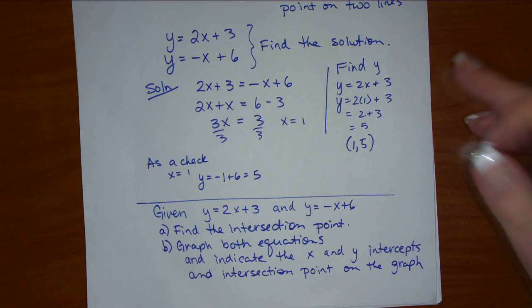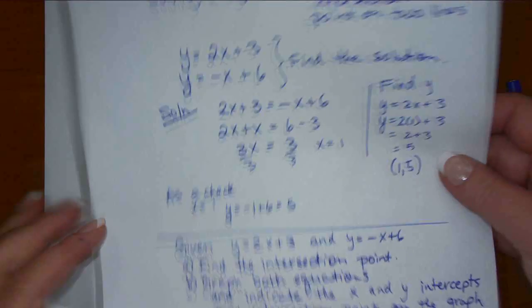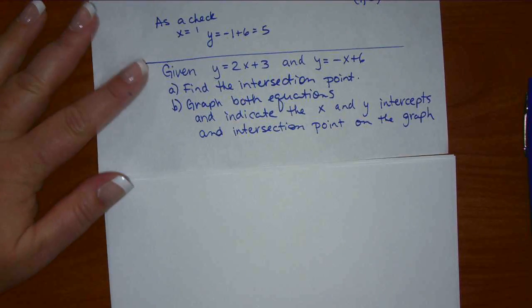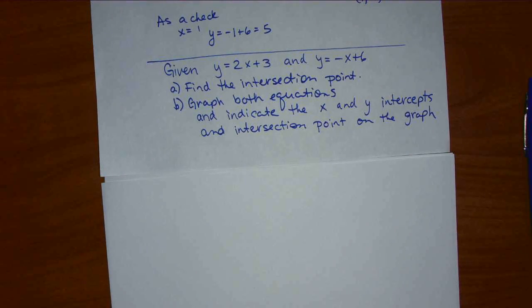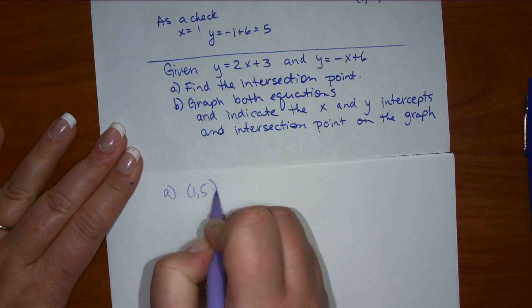Okay, so say this is a question, a good test question. Find the intersection point and then graph both equations and indicate both the x and the y intercepts of both equations and the intersection point all on the graph. So A, we found the intersection point was (1, 5). We did that already.